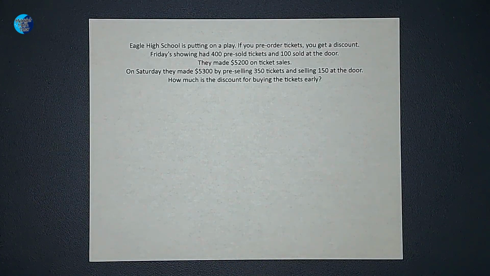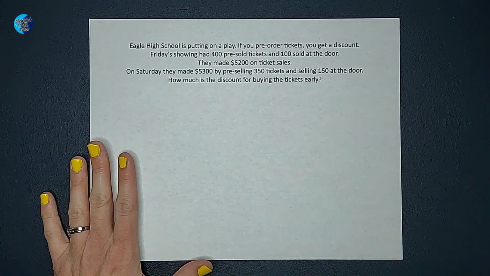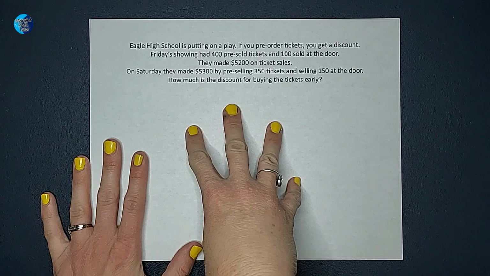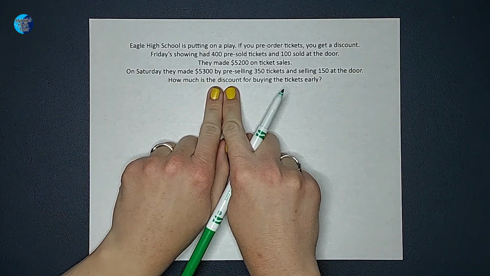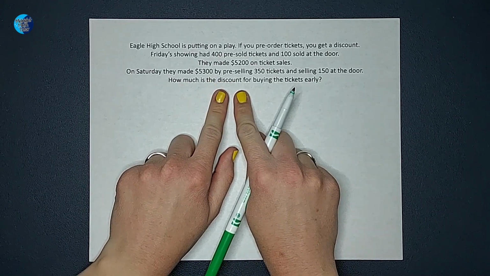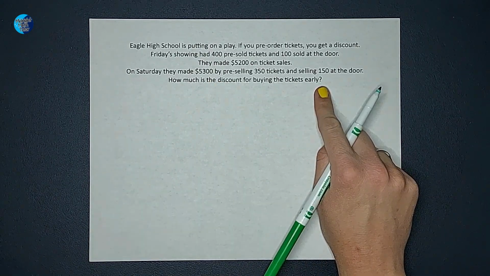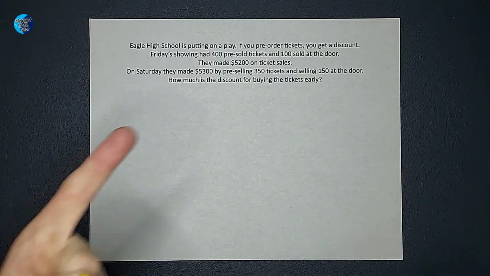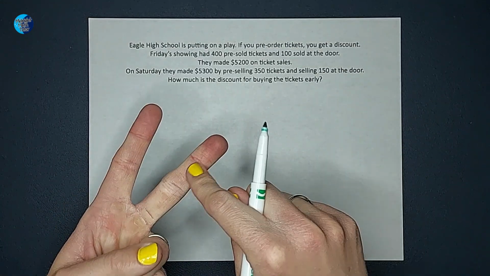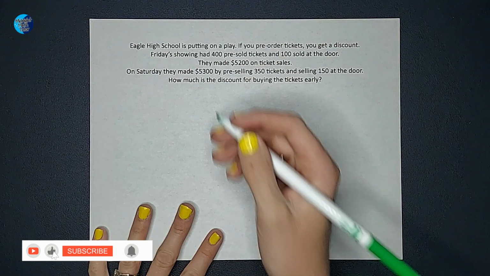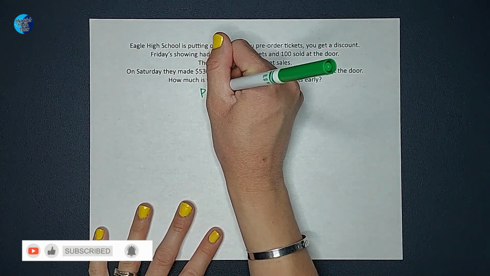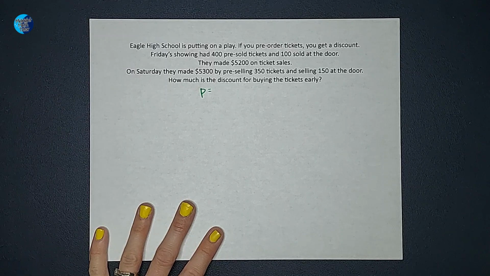Whenever I do problems like this, I like to read the whole thing through and then go back and kind of piece it out. When we're using a system of equations, I like to figure out what my variables are. What we are looking for is the discount for buying tickets early. To know that, I need the price of the pre-sold tickets and the price of the tickets sold at the door. Then I can figure out the difference. So let's say P is the price of pre-sold tickets and D is the price of tickets at the door.